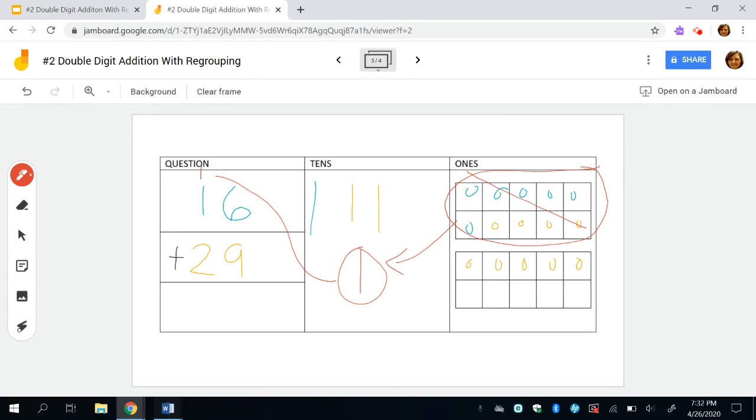So how many ones do we have? 1, 2, 3, 4, 5 ones. And how many tens do we have now that we regrouped? 1, 2, 3, 4. So our answer is 45.